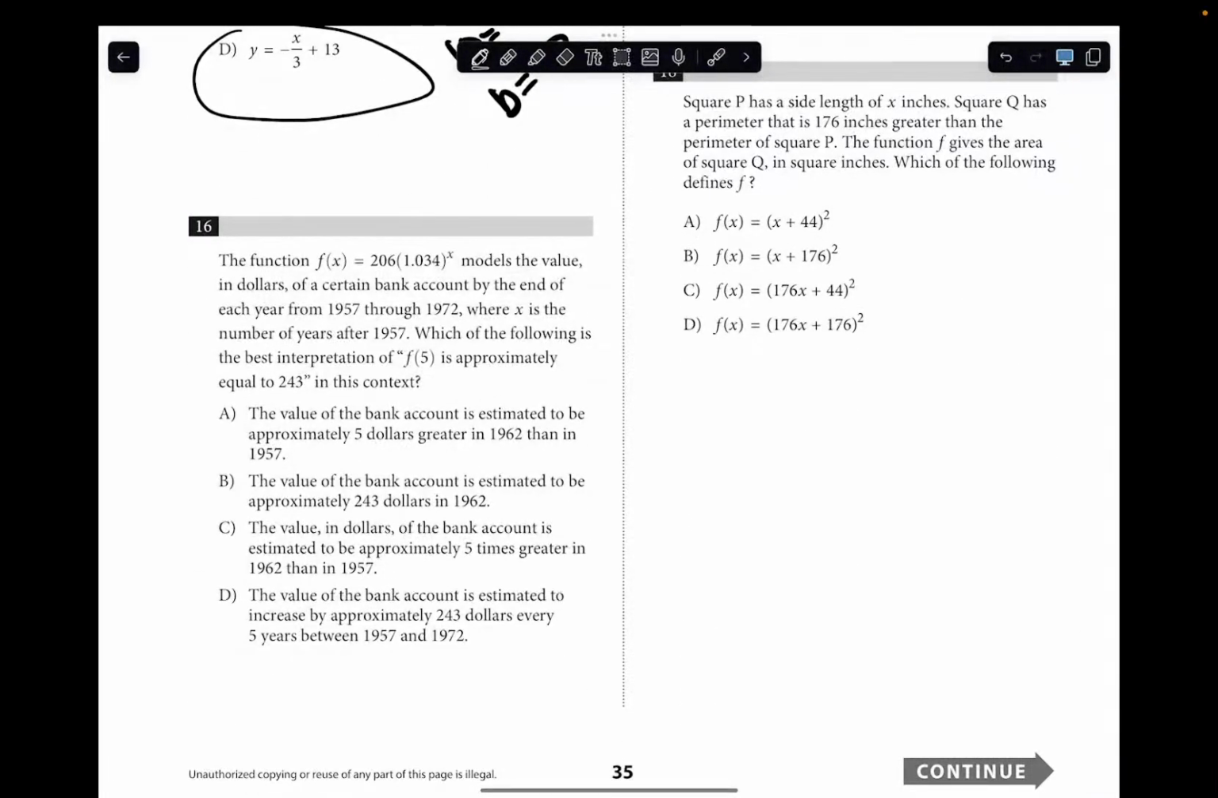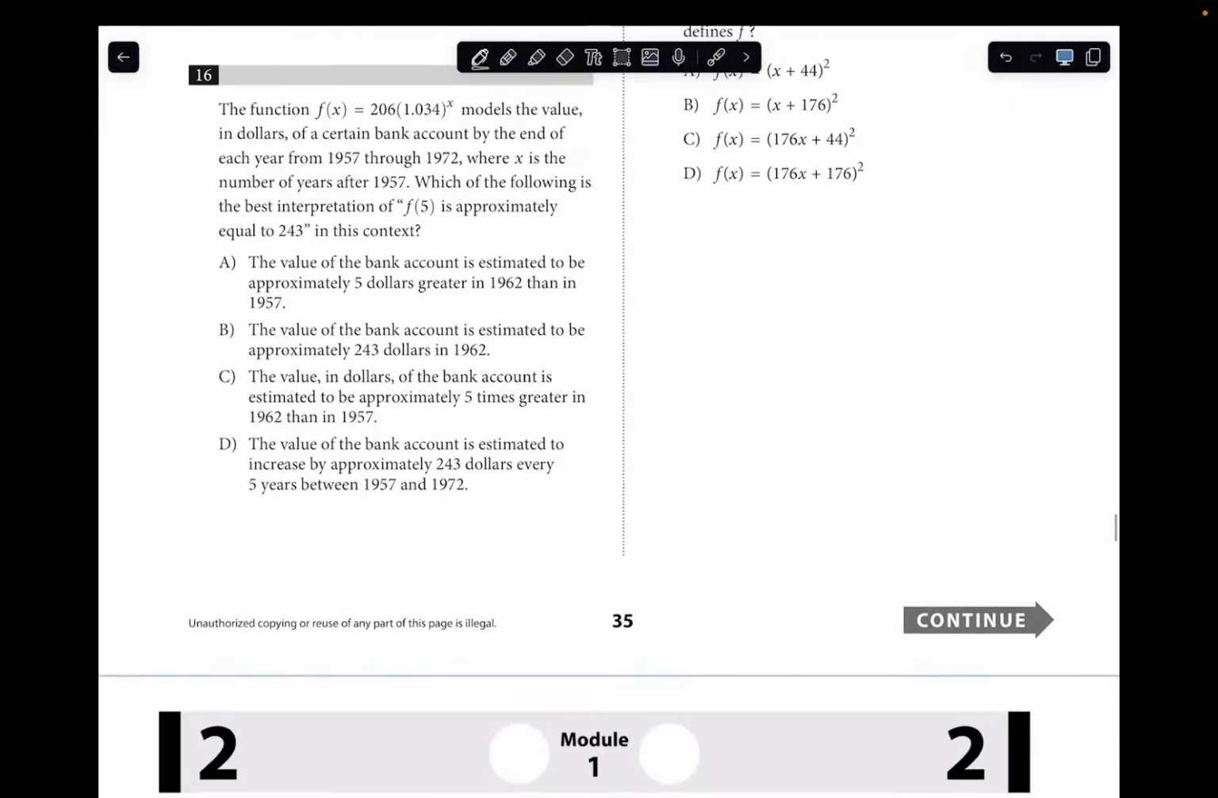The function f of x equals 206 times 1.034 to the x models the value in dollars of a certain bank account by the end of the year, each year from 1957 through 1972, where x is the number of years after 1957. Which of the following is the best interpretation of f of 5 is approximately equal to 243? So each year after 1957, so 1957 plus 5 is 1962. So B is the correct answer there. You can plug it in your calculator to check it, but really it's not even a calculation question. It's just asking, what is this saying, right?